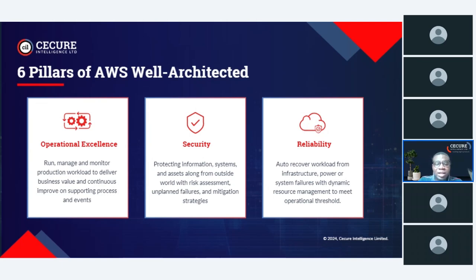So we'll be looking at these 6 pillars, and the first one is operational excellence. The second one is security. The third one is reliability. The fourth one is performance efficiency. We have sustainability. We have cost optimization. So those are the 6 pillars of the AWS well architected framework. And I'll be taking time to help us go through each of these 6 pillars briefly.